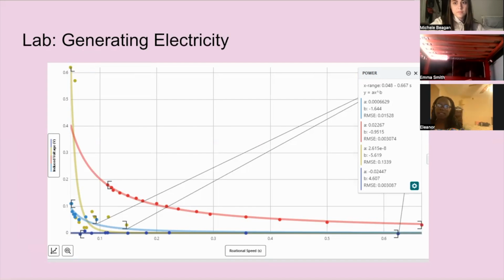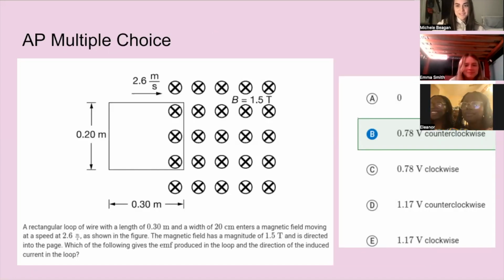And the red line that you see on the top is actually the 12 alternating, and that shows that the maximum amount of magnetism causes the max amount of electricity. So this is our multiple choice question. And as you can see, the answer is 0.78.